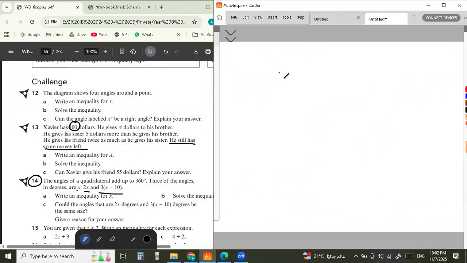They gave me three angles only, so this must be less than 360. In a quadrilateral, they told you even this piece of information, the quadrilateral has four angles. The four angles add to 360, but they gave me only three angles. So if four angles add to 360, the three angles of the quadrilateral are definitely less than 360. So x plus 2x plus 3 multiplied by (x minus 10), the three of them together must be less than 360 because there's still a fourth angle that is missing.